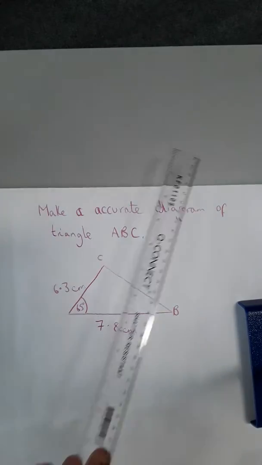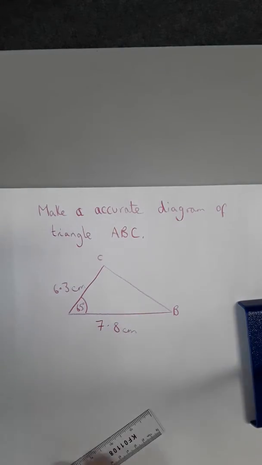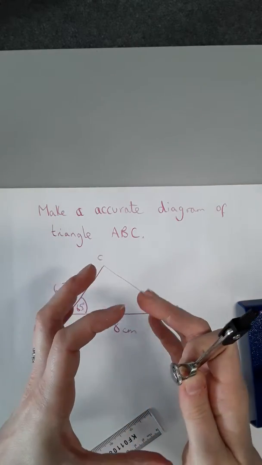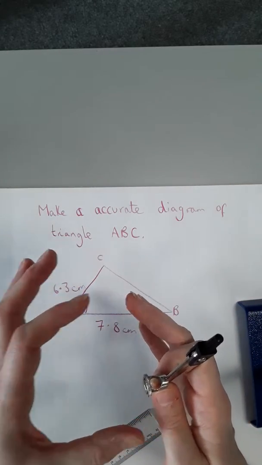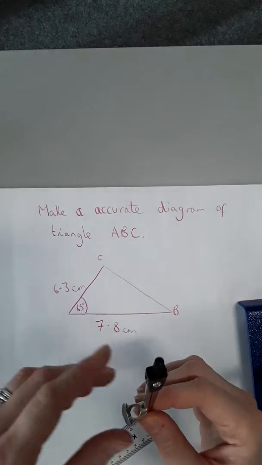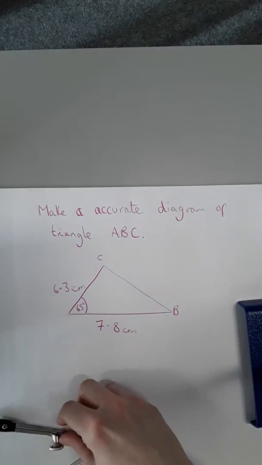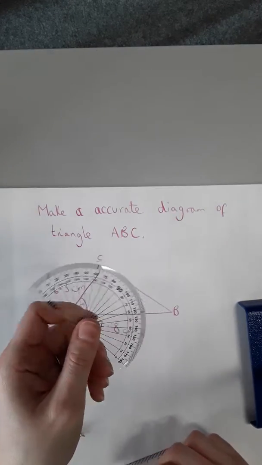The equipment I'm going to need is a ruler, a compass, or a pair of compasses should I say. Compass means what you'd use for navigation with north, south, east, west on it. This is called a pair of compasses, okay, it's plural, and a protractor.